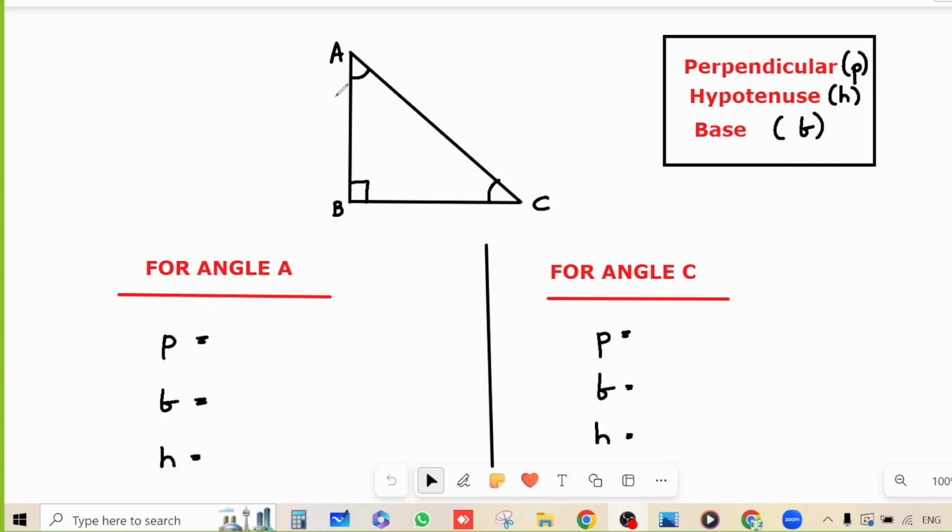Let's first consider angle A. For angle A, the side that is opposite to angle A, which is side BC, will be the perpendicular. The adjacent side that is touching the angle A will become the base, and the side which is opposite to the right angle becomes the hypotenuse. So the value of perpendicular will be BC, the value of base is AB, and the value of hypotenuse is AC.